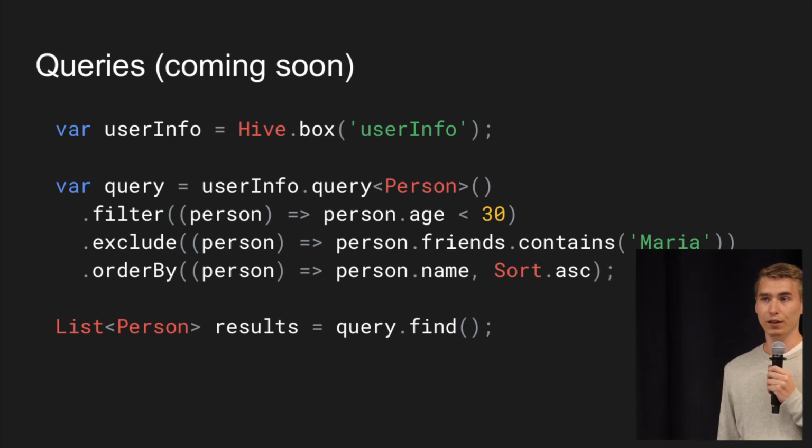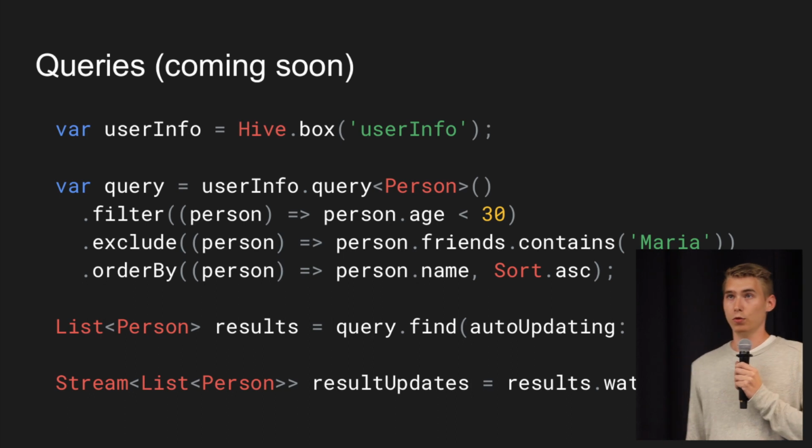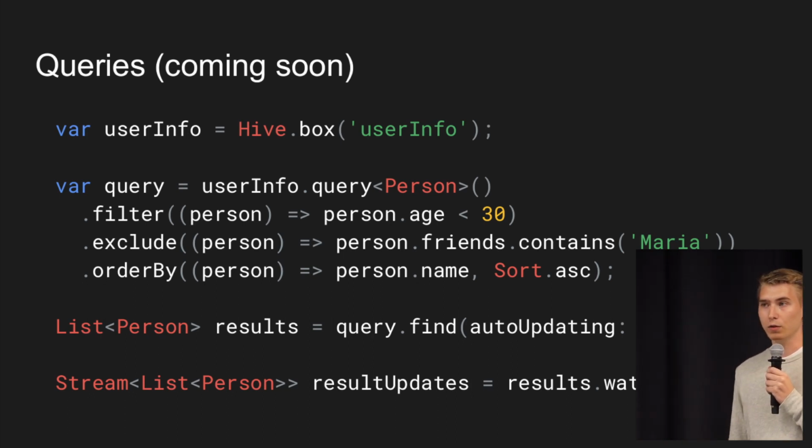Now, if you build your UI based on these results, you want it to refresh automatically. Just set auto-updating to true, and Hive will provide you with a stream of changing results.